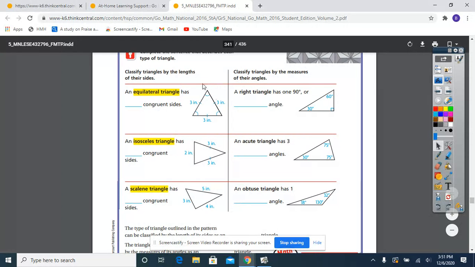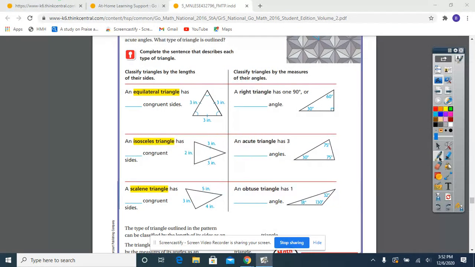So an equilateral triangle has all equal sides. The sides have equal values, equal measurements, okay? You'll notice that this side's 3 inches, this side is 3 inches, and this side is 3 inches. They're all the same. All sides are equal. So to fill in this statement, it says an equilateral triangle has, and you would put 3 congruent sides. 3 sides that are the same length, okay?